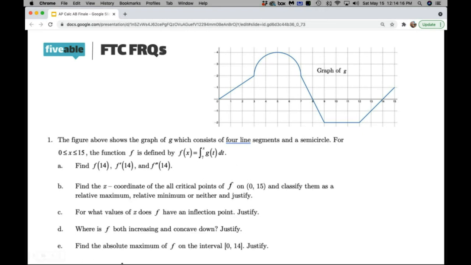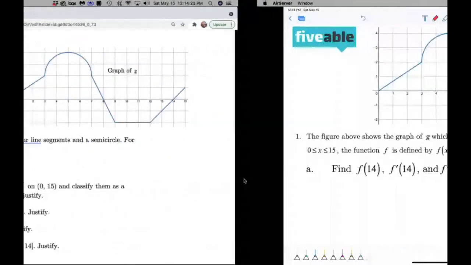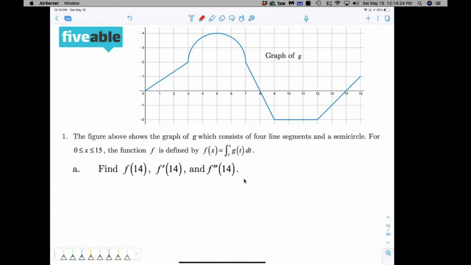You'll be thinking about the geometry. We're going to see how that plays in. We're going to actually just jump right in and start answering these questions today. Okay, so here we go. Without any further ado. So in this first one, we're given, like I said, this graph of g, but the figure shows the graph g, which consists of 4 line segments in a semicircle.